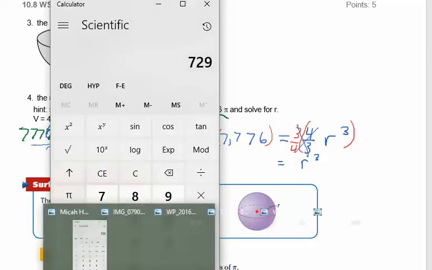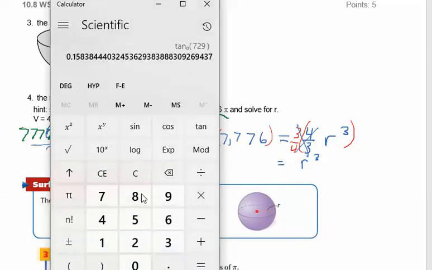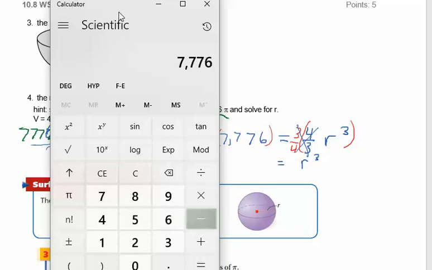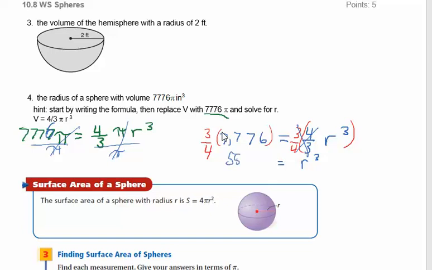Let's go ahead and find what that is. So r cubed would be equal to 7,776 times, now how do you times something by 3/4? I can times it by 3 and then divide it by 4, or I could have multiplied by 0.75. So I get 5,832. But that's r cubed.